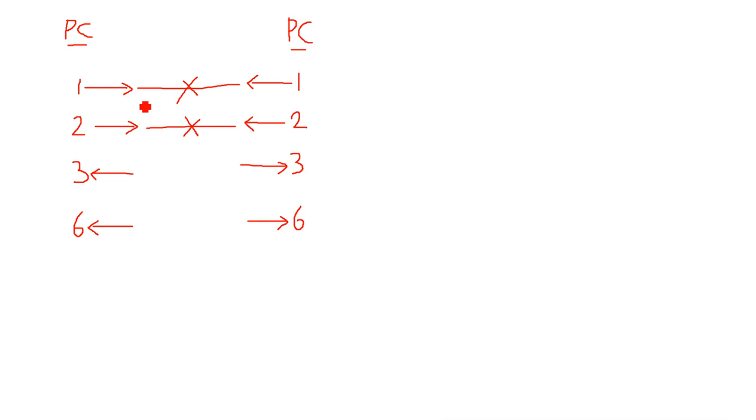So what we do here, we use a crossover cable. Now with a crossover cable, we join 1 to 3 and the second wire we join to 6. The first one will go to the third one and the second one will go to the sixth one, from this side and also from this side.